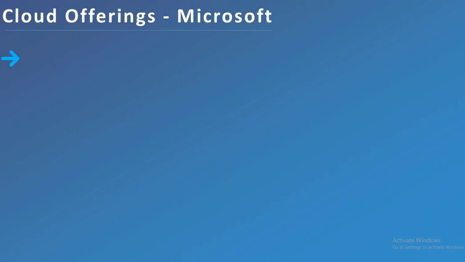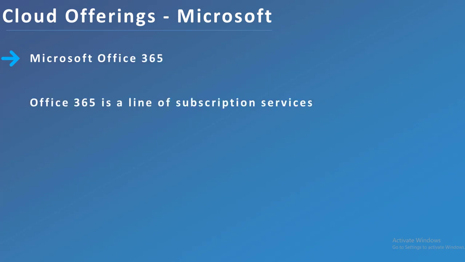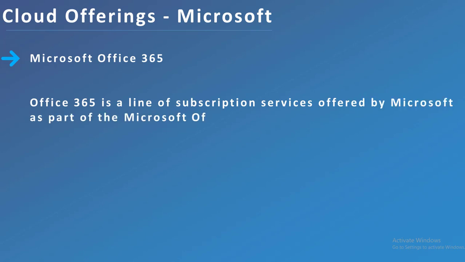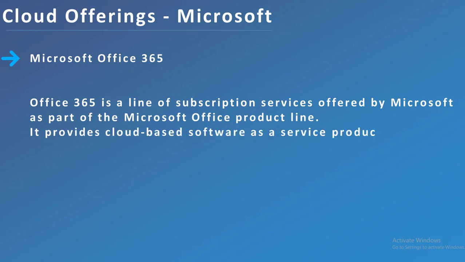Second is Office 365. Office 365 is a line of subscription services offered by Microsoft as part of the MS Office product line. It provides cloud-based software as a service products for business environments such as hosted Exchange server, Skype for Business server, and SharePoint.